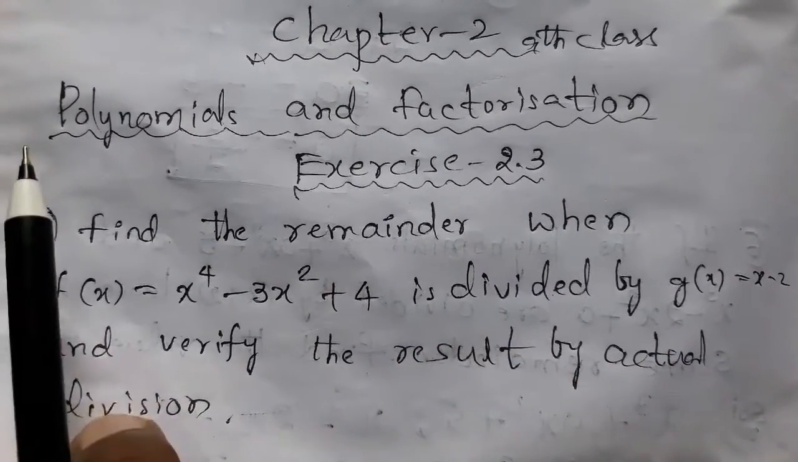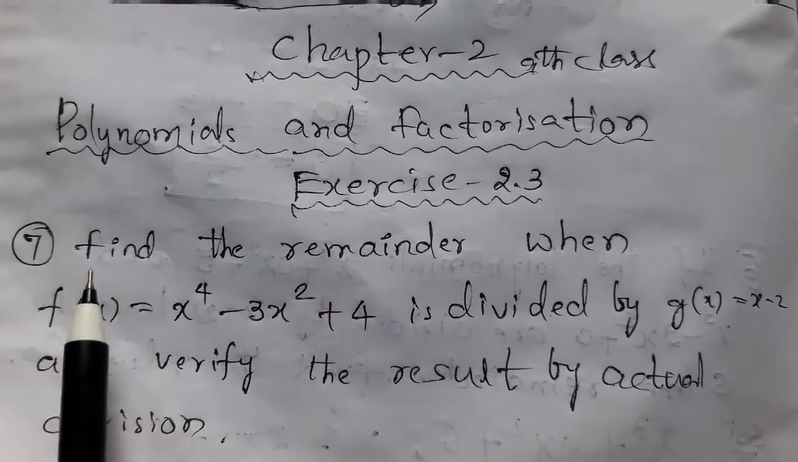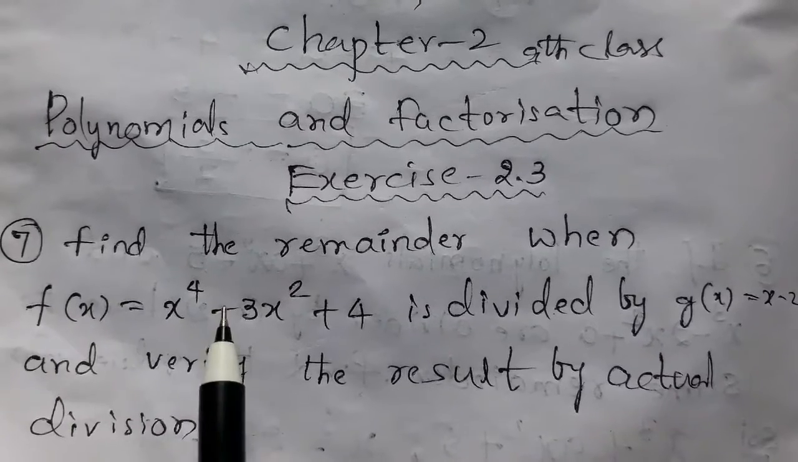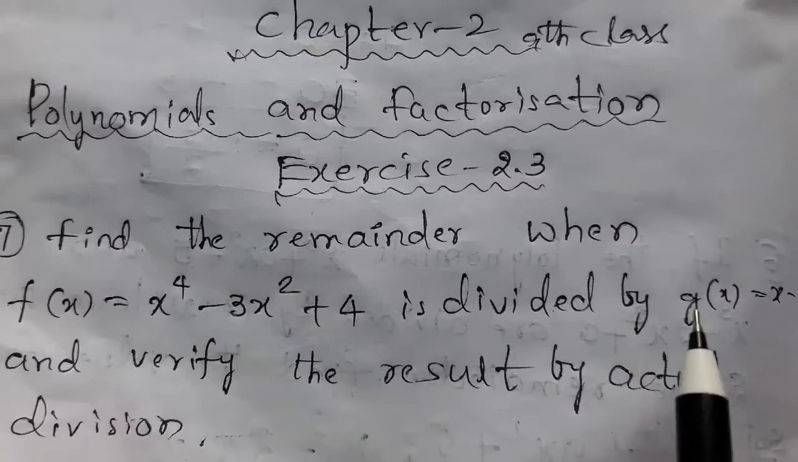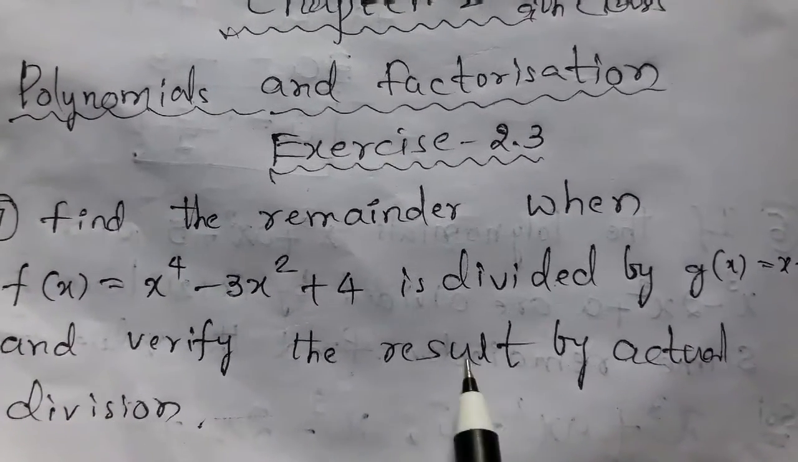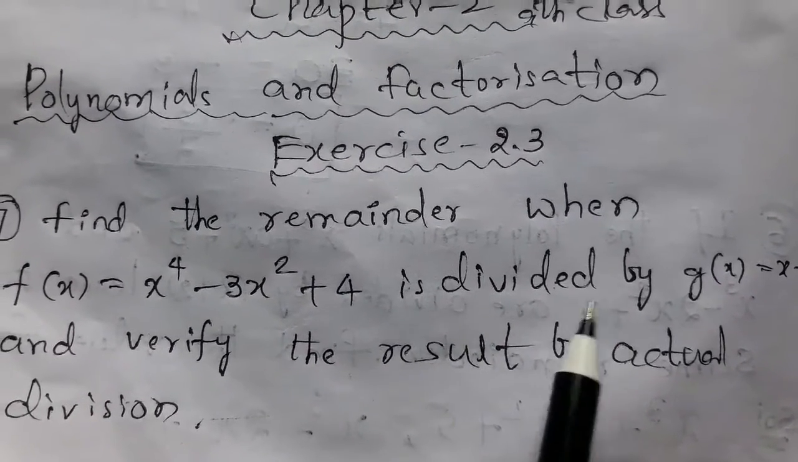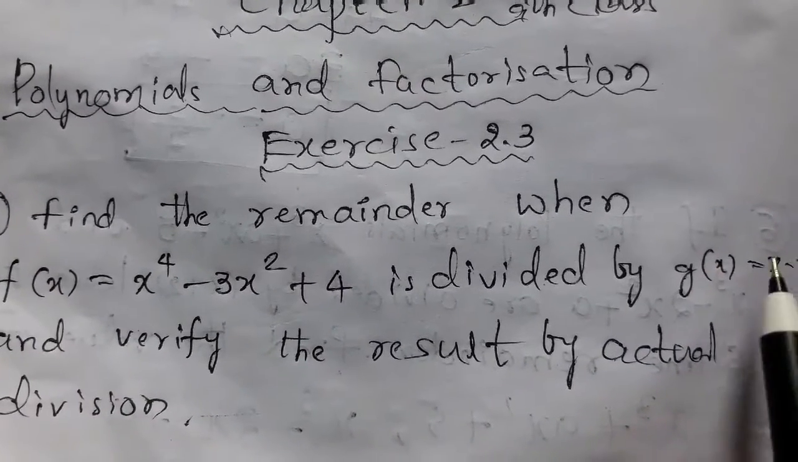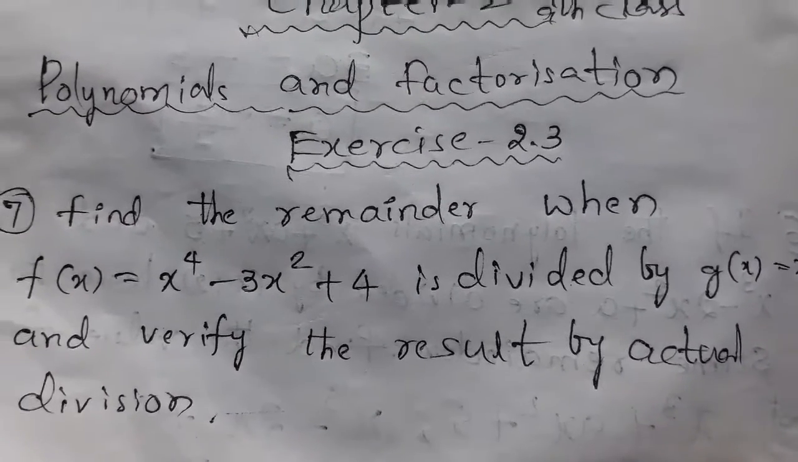Chapter 2, ninth class, Polynomials and Factorization, Exercise 2.3, 7th question. Find the remainder when f of x equals x power 4 minus 3x square plus 4 is divided by g of x equals x minus 2, and verify the result by actual division. In this problem, there are two methods. First of all, we can find the remainder by using this g of x, and after that you can do the actual division, isn't it?